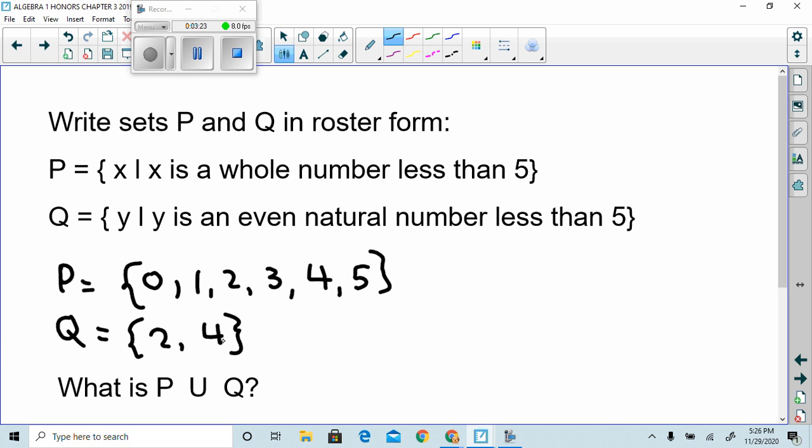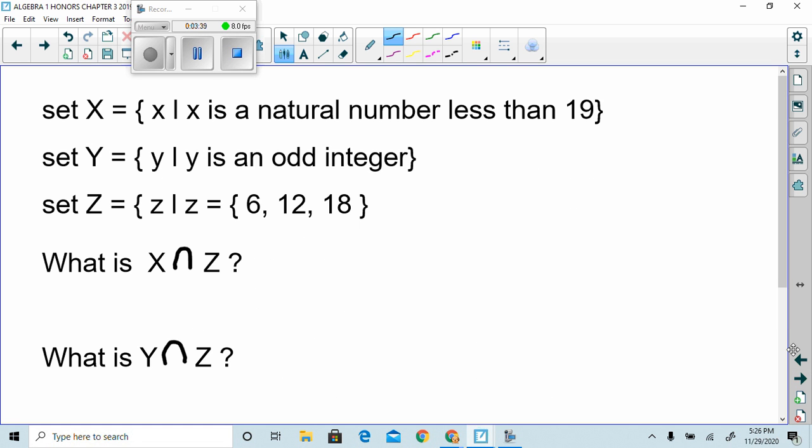Okay, now we're going to unite them. And that union set is going to be 0, 1, 2, 3, 4, and 5. Uniting, bringing them both together. On to our next. Set X is the set such that all natural numbers less than 19. Set Y is all real numbers that are odd integers. And set Z such that Z is the members of 6, 12, and 18. Let's find the intersection of X and Z.